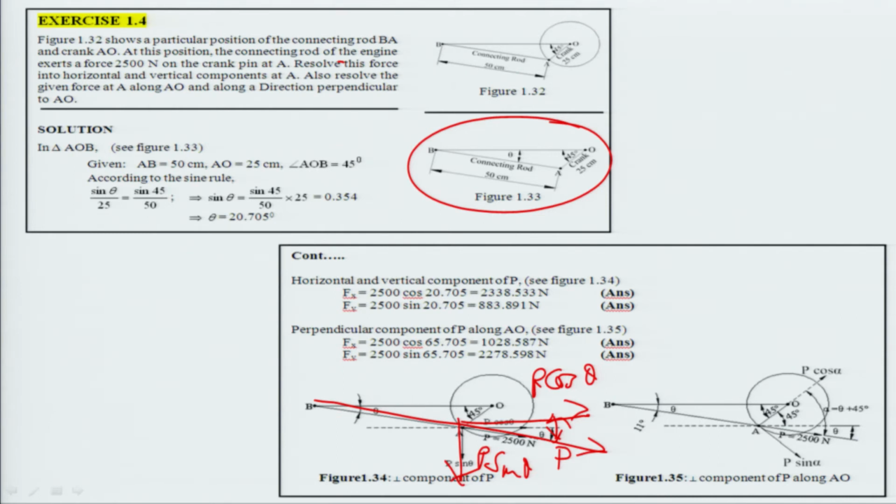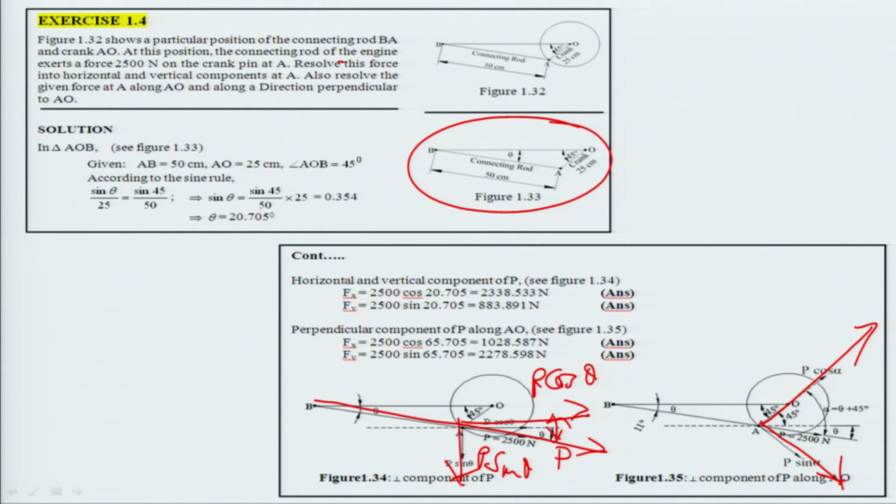Second part: we need to find the components of the force along this direction, and another axis perpendicular to this. The perpendicular to this can be this.